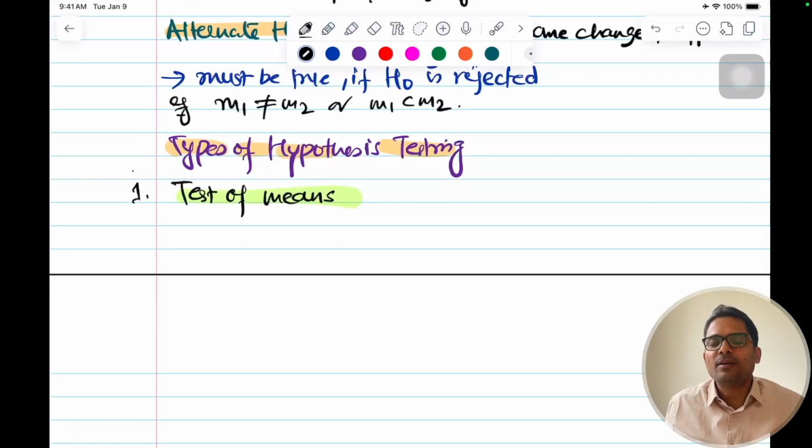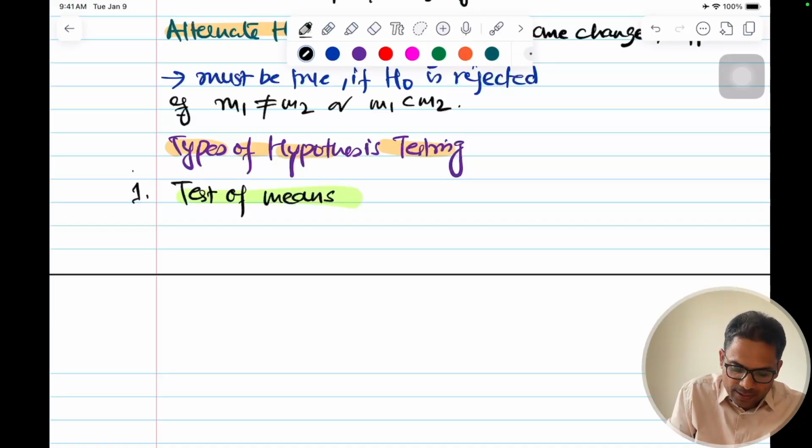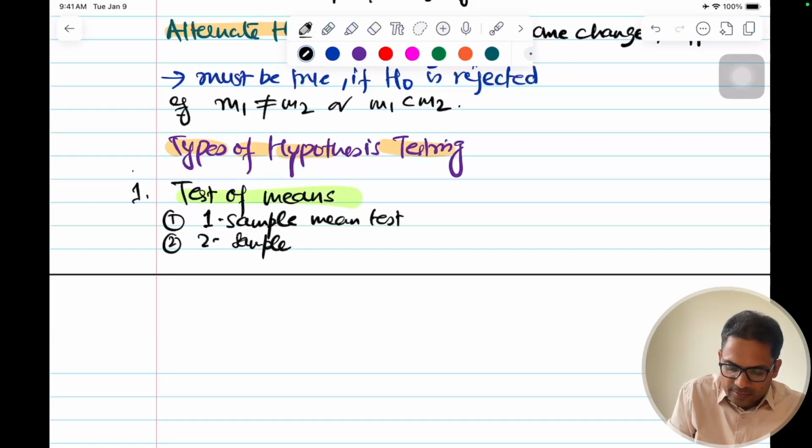So it can be a one sample t-test, a one sample mean test, or a two sample mean test, or it will be paired.